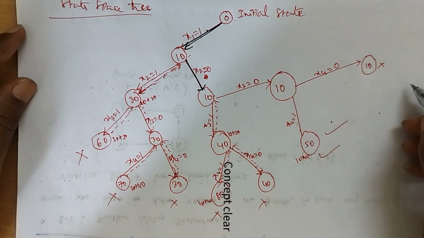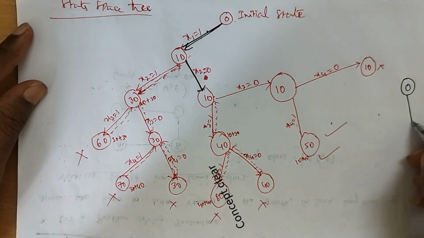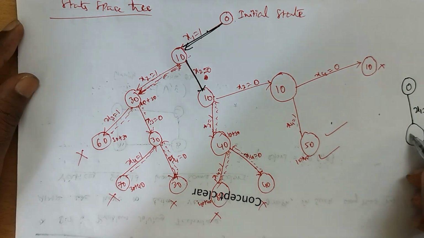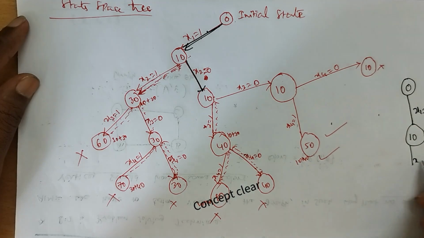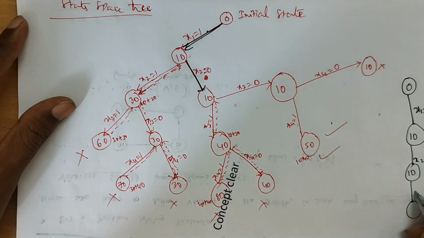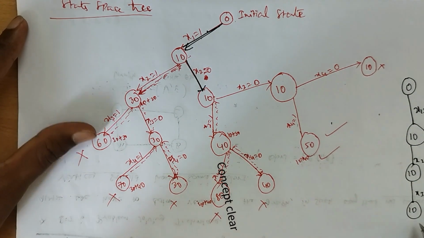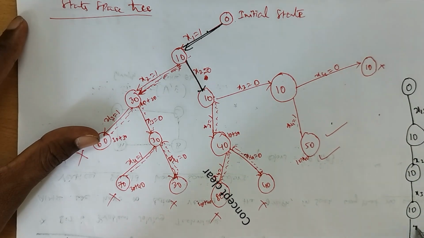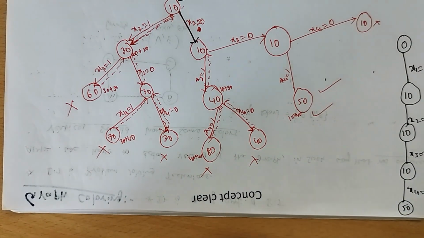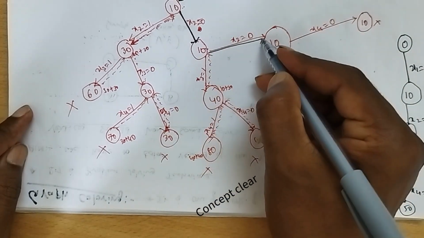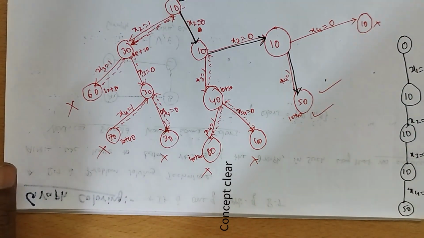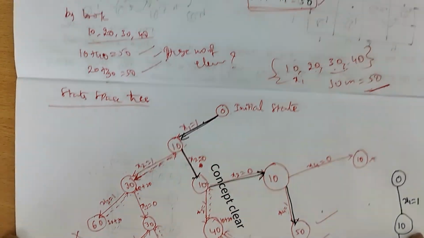We are drawing a graph: 0, x1 equals 1, so 10, then x2 equals 0, so 10, x3 equals 0, so 10, x4 equals 1, so 50. So this is the path. This is the correct way. Okay, this is the sum of subsets problem.